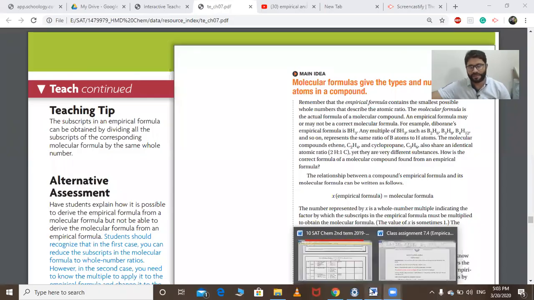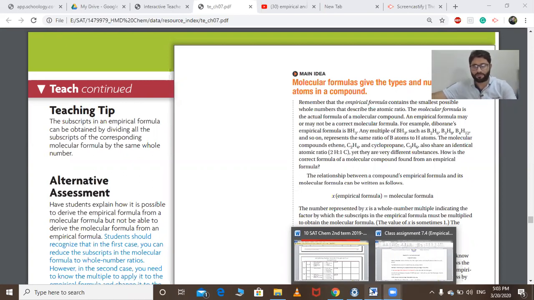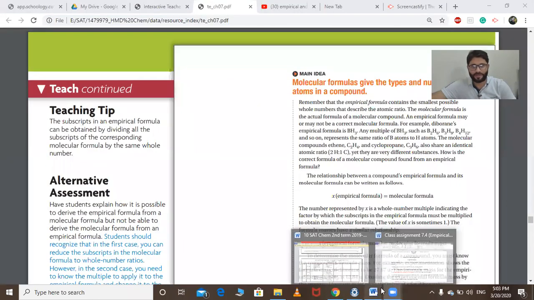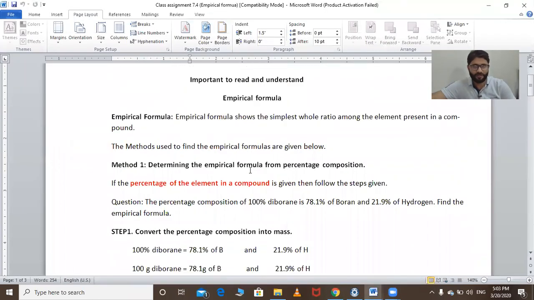Today we are going to discuss chapter 7, section 4. In this case, we will discuss two very important topics. The very first one is empirical formula, and the second one is chemical molecular formula. Now, what is the difference between empirical formula and chemical formula? This is what I'm going to teach you today.